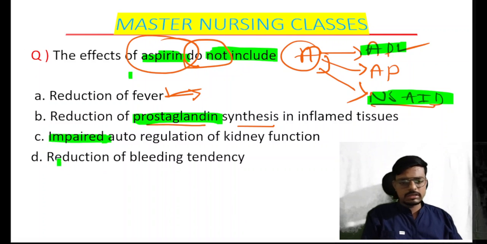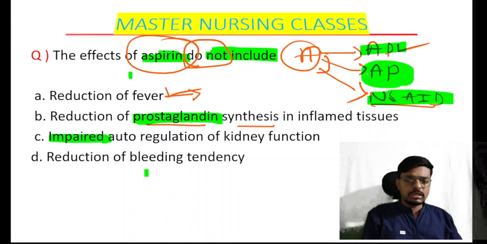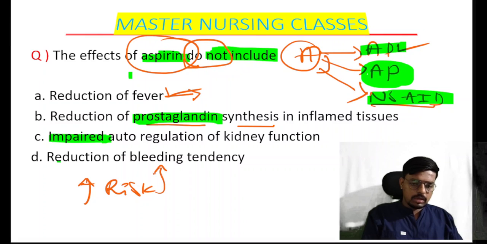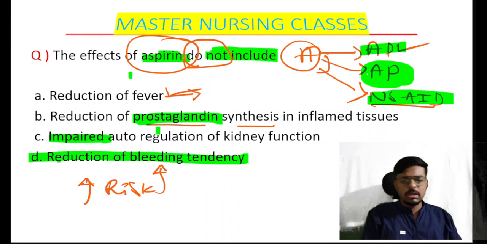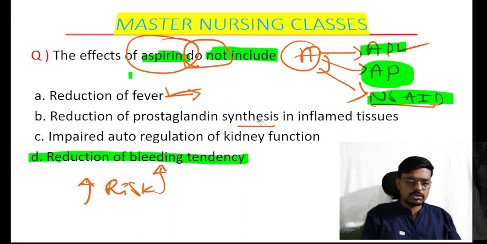Option D is reduces the bleeding tendency. No, students, as I told you, aspirin is an antiplatelet drug. It increases the risk of bleeding, so it will not reduce the risk of bleeding. The question asked what the effect of aspirin does not include, and aspirin does not include reduction of bleeding tendency, it increases bleeding tendency. The answer for this question is option D, that is the correct answer.